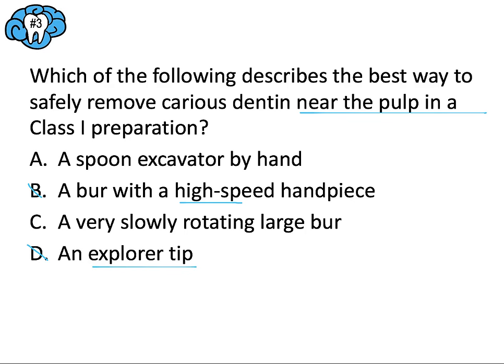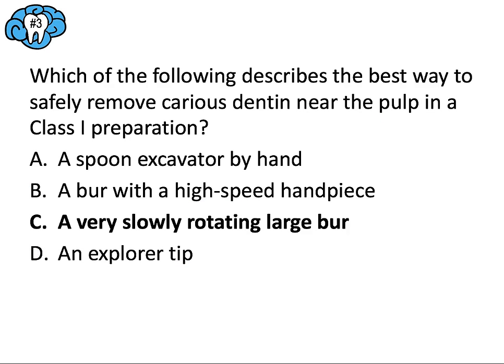So the safest method is a large, slowly rotating round burr, which has the least chance of accidentally exposing the pulp during deep caries excavation. So the answer here is C.